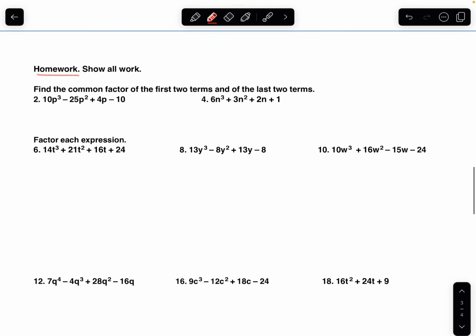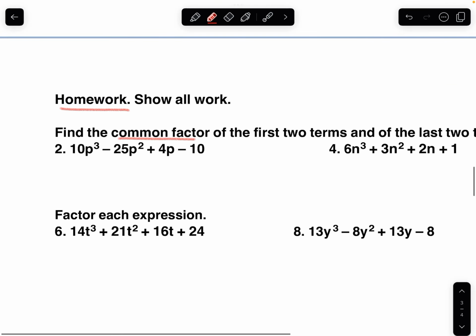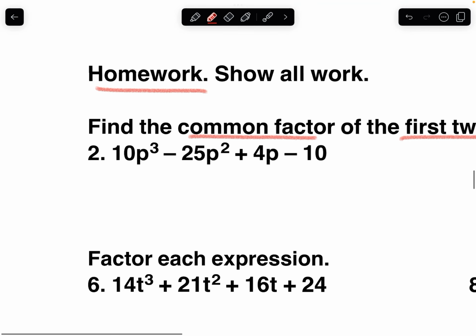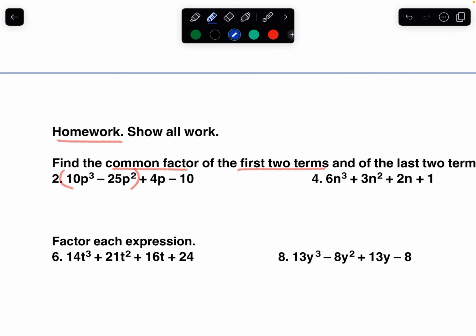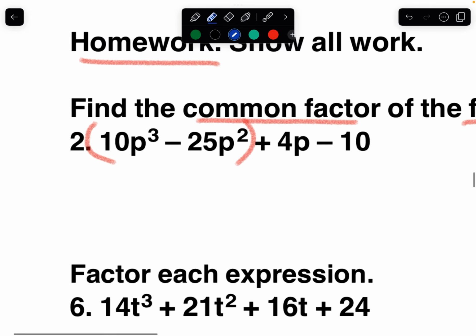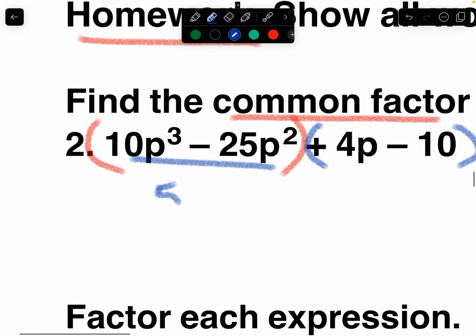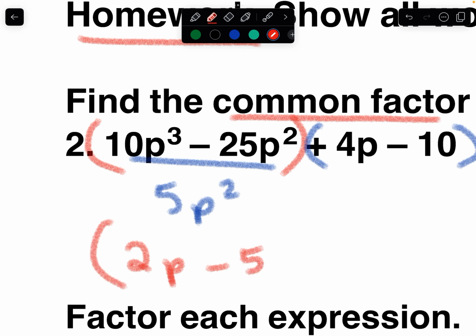Okay, find the common factors of the first two terms, so these two terms right here, and the last two terms. So divide this by 5p squared. 2p minus 5 is what you get when you divide.